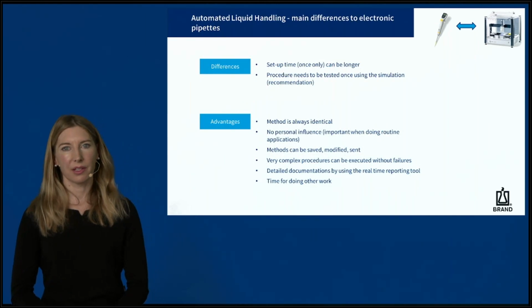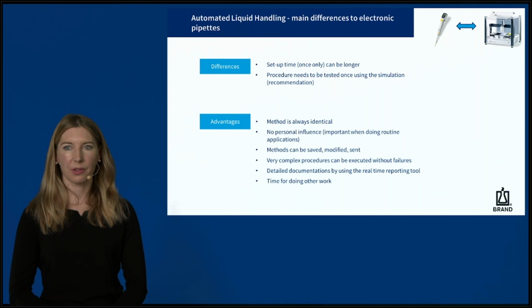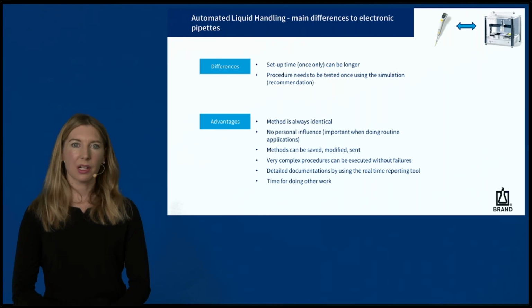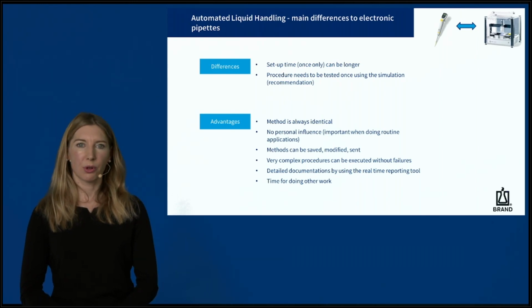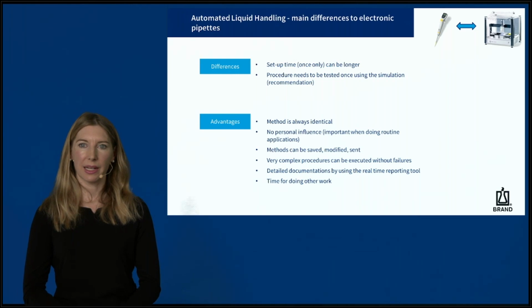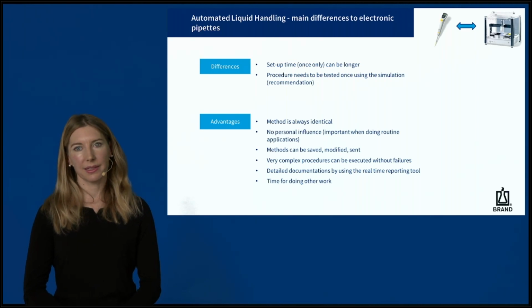There is often the question, when does it make sense to think about automation? First of all, let's have a closer look at the main differences between electronic pipettes and automated liquid handling systems. Of course, you have to program the method with the automated liquid handling system. That means the setup time can be longer the first time. We recommend to test the setup before using the PCR samples.